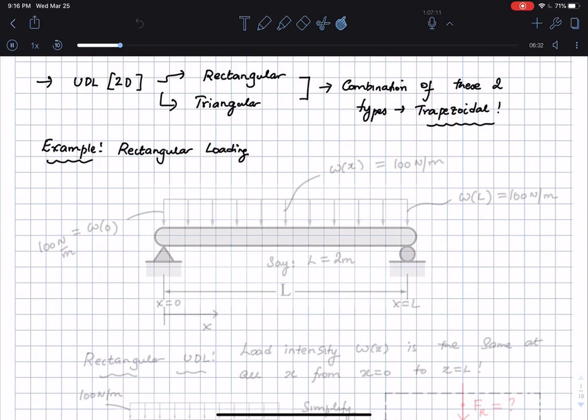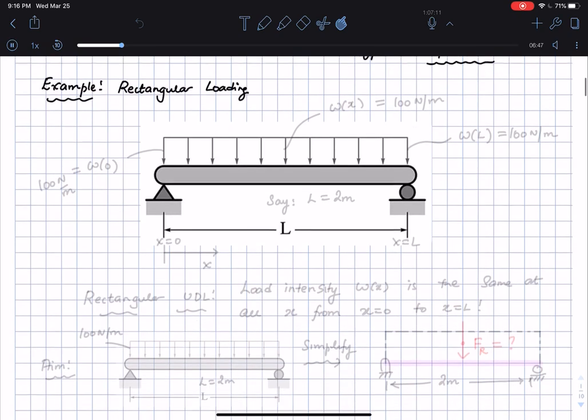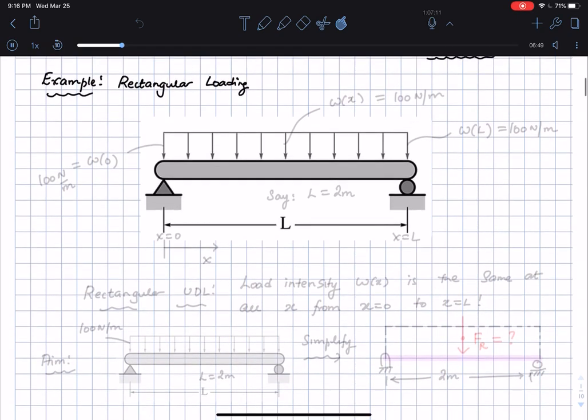So I'm going to be taking the rectangular loading and putting it on here. Okay, so this is an example of a rectangular loading, and you see here that you have what is called the distribution, which is uniform, and the intensity of this distribution is called the load intensity.